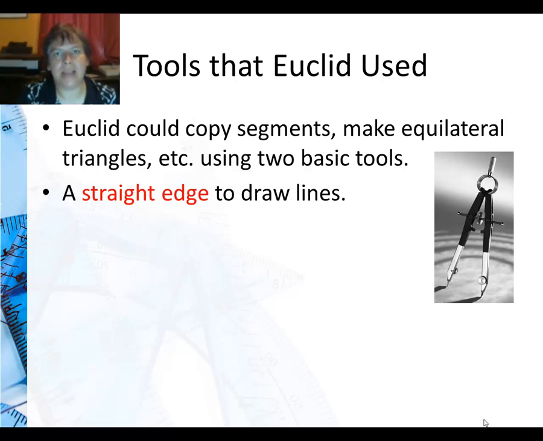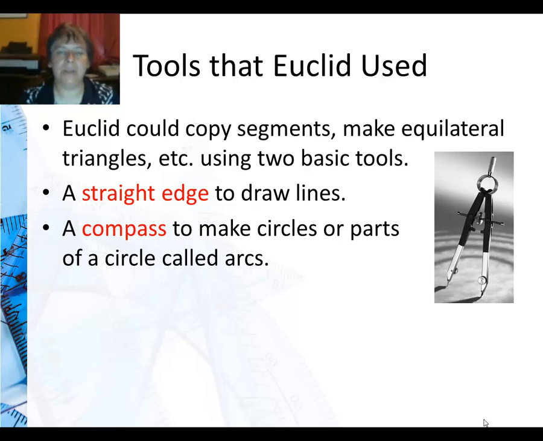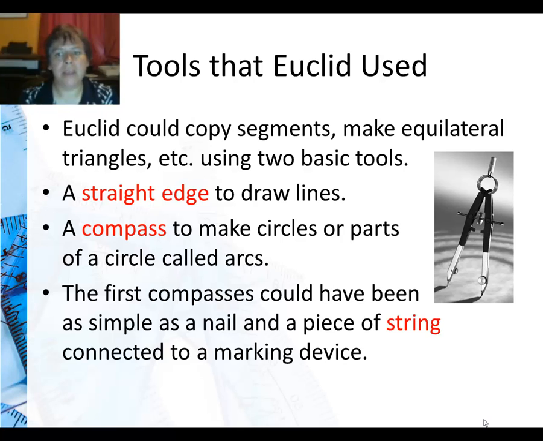He used a straight edge, so imagine a ruler without any numbers on it, something to give you a nice straight line. And he used a compass to make circles or parts of a circle called arcs. The very first compasses could have been as simple as a nail and a piece of string and a marking device, so you could just kind of go around and it would automatically make a circle. The device you see there on the right, that's very similar to devices that have been used for thousands of years, because this makes it a little easier to do without having to get nails.